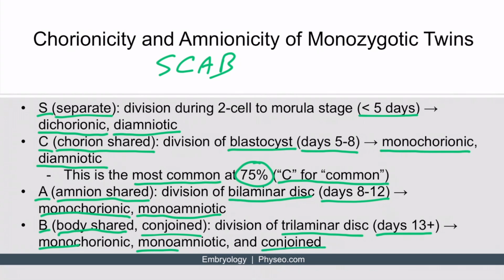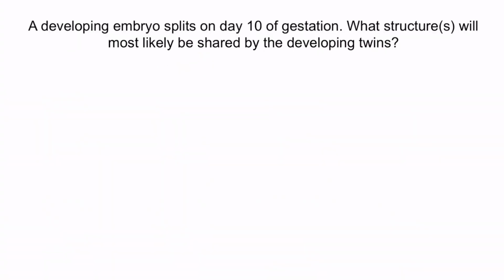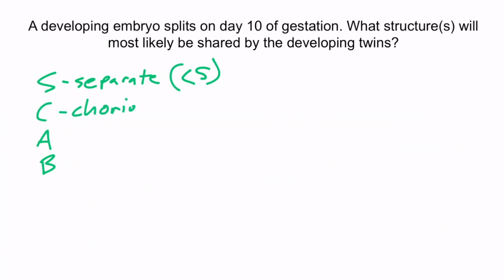Now let's do a quick question to apply this. A developing embryo splits on day 10 of gestation. What structure or structures will most likely be shared by the developing twins? Well, remember the mnemonic SCAP. S stands for separate, and in this, splitting occurs before day 5. And the C will help you remember that the chorion is shared.